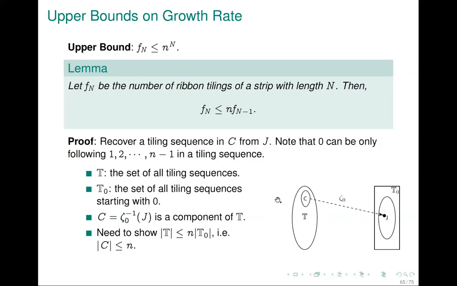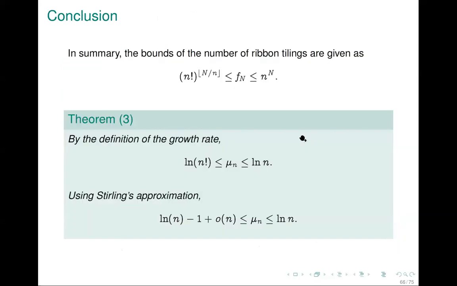We only have these n minus 1 choices, and including the case of putting 0 at the beginning, we will have n choices in total. So this is how I upper bound it. Using this key argument, we can get some induction, and F_N will be less than or equal to N to the power capital N, just using the previous argument.